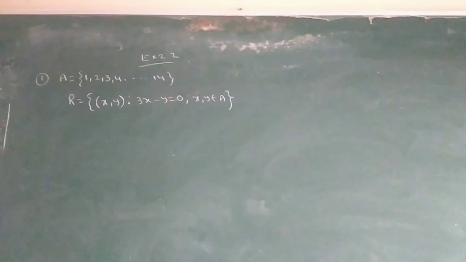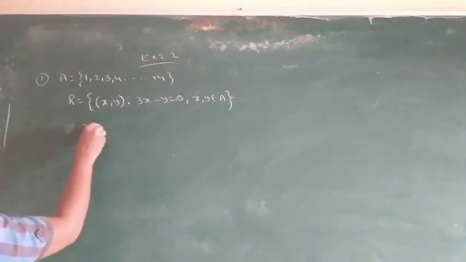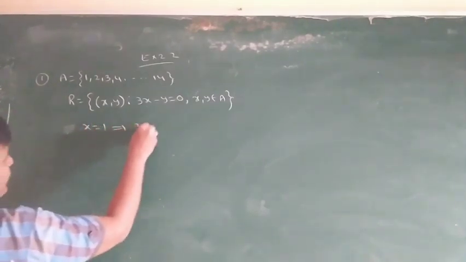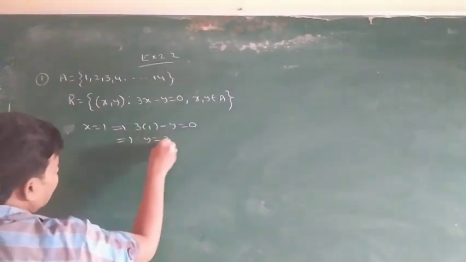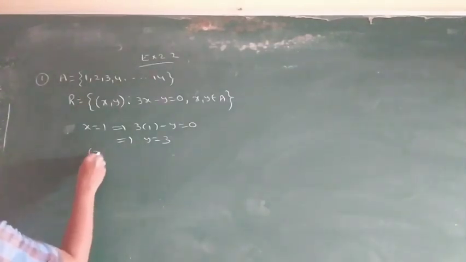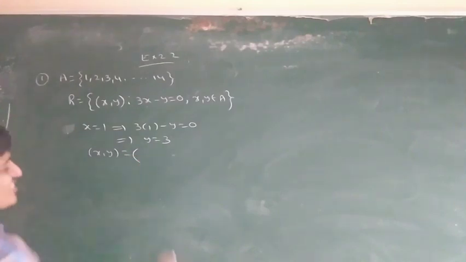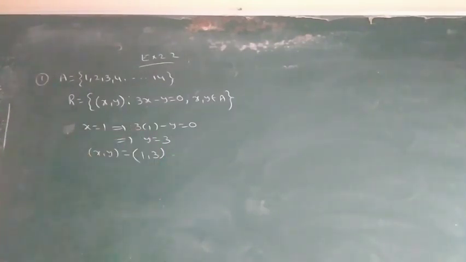Okay, x and y values are only up to 14. 15 is not considered. For example, x is equal to 1. 3 into 1 minus y is equal to 0, that is y is equal to 3. Relation means what? Ordered pairs. So (1, 3). Okay, next.